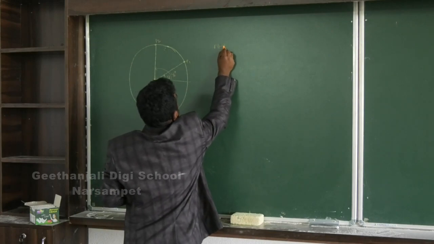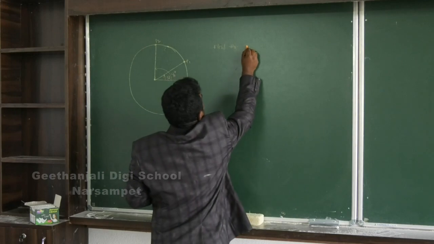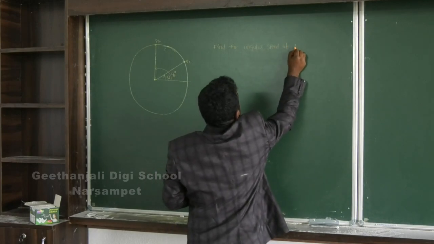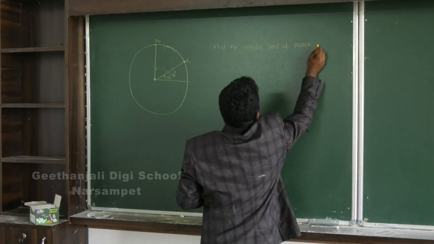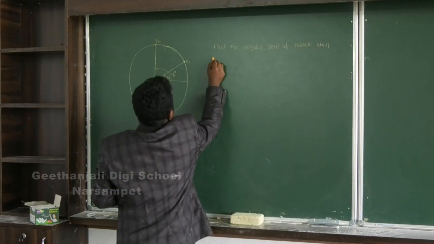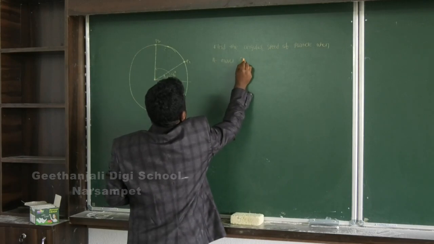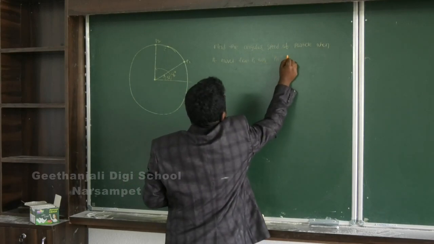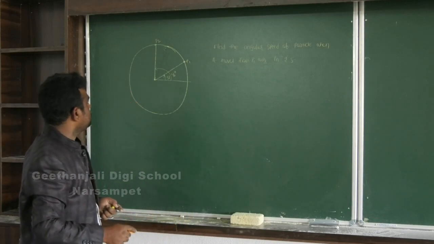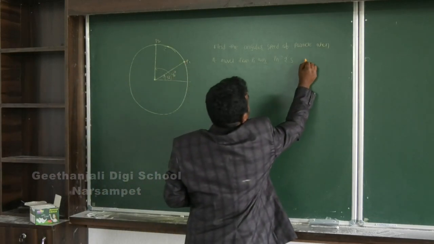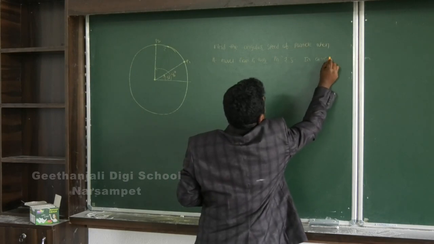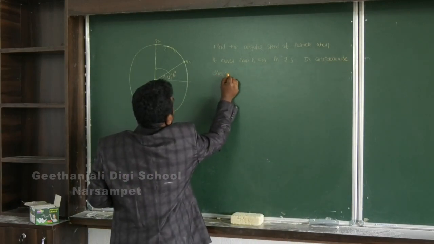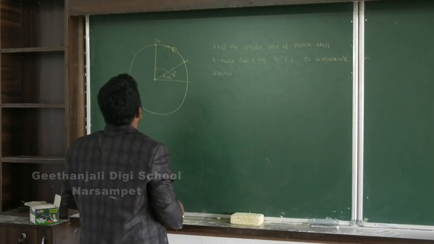Find the angular speed of a particle when it moves from P1 to P2 in 2 seconds, in anti-clockwise direction. Very clear. Very simple, that is moving like this.